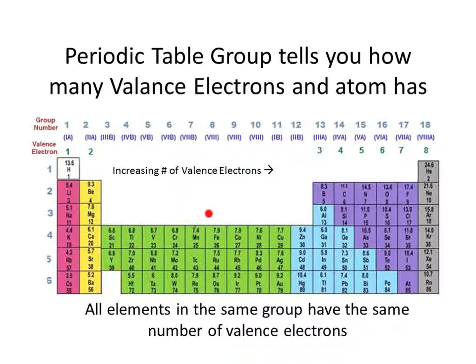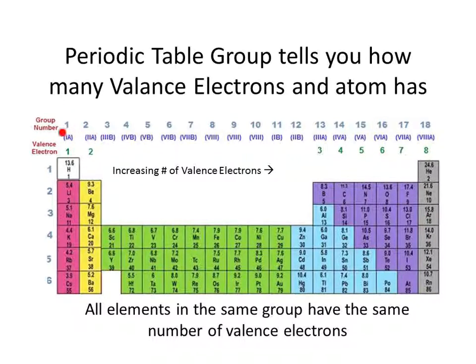Skipping over the transition elements, they can have multiple valence electrons. We're not worried about them yet. Going to group 13, every one of the elements in group 13 has 3 valence electrons. Group 14 has 4, 15 has 5, 16 has 6, 17 has 7, and 18 has 8.